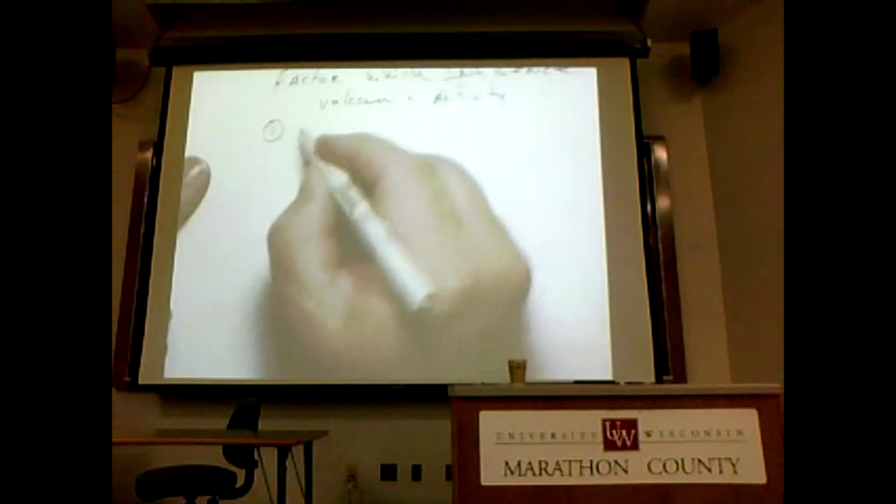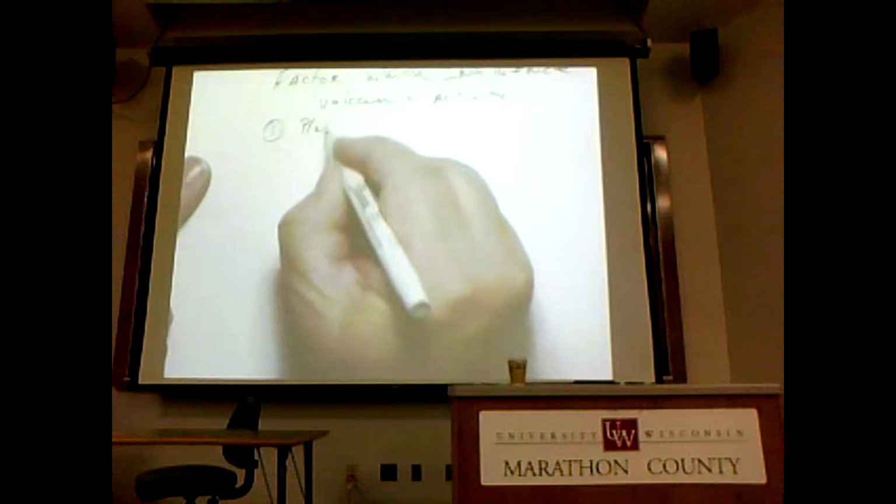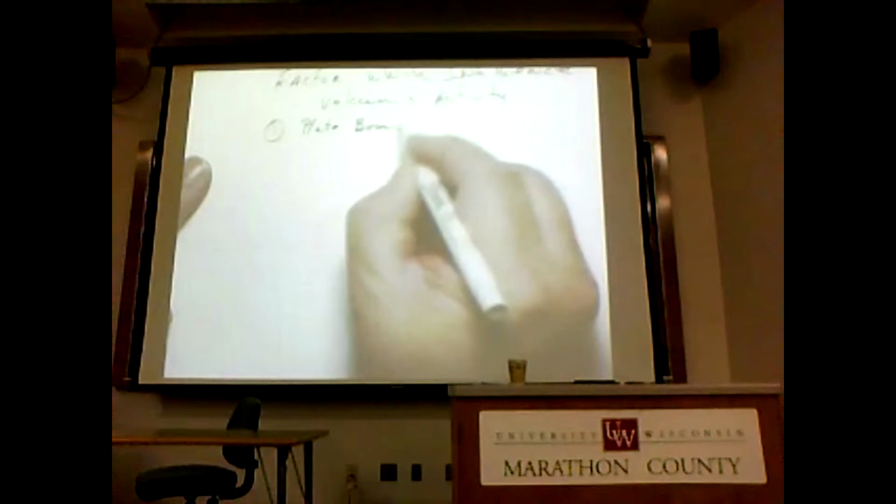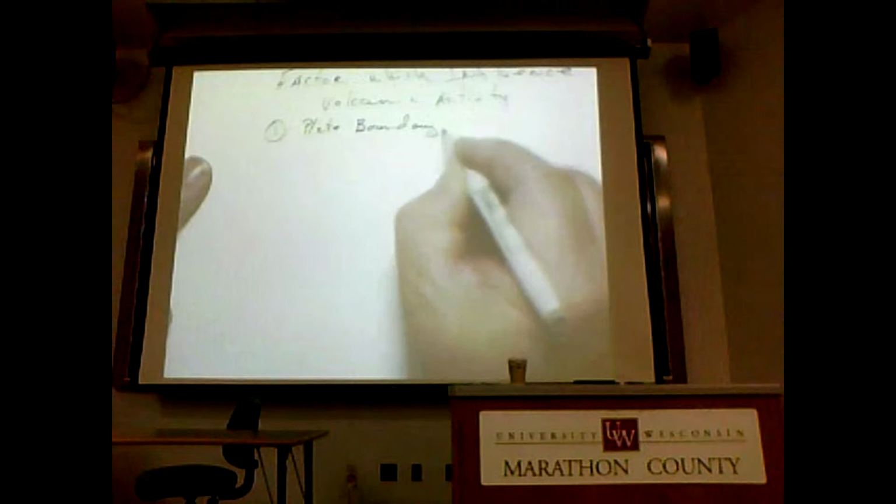Okay, factors which influence the degree and the type of volcanic activity. The most significant factor that controls this is which plate boundary. Is it convergent? Is it divergent? That plays a critical role. As I mentioned, convergent plate boundaries are basically felsic. Divergent plate boundaries are basically mafic.